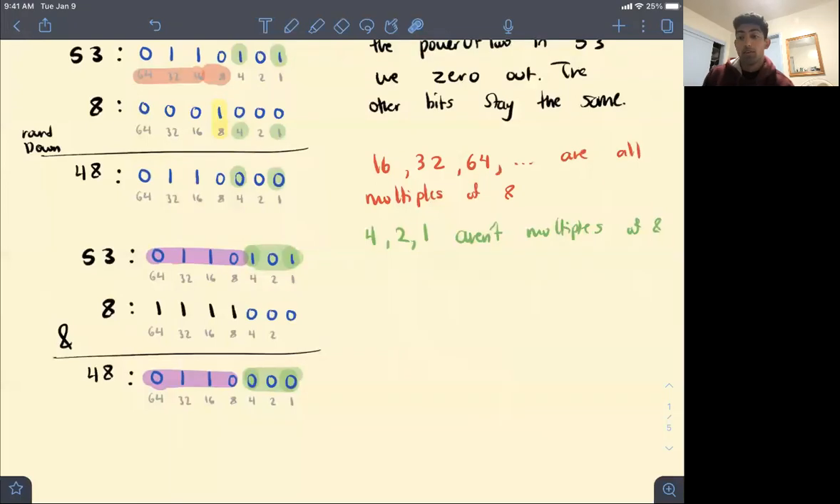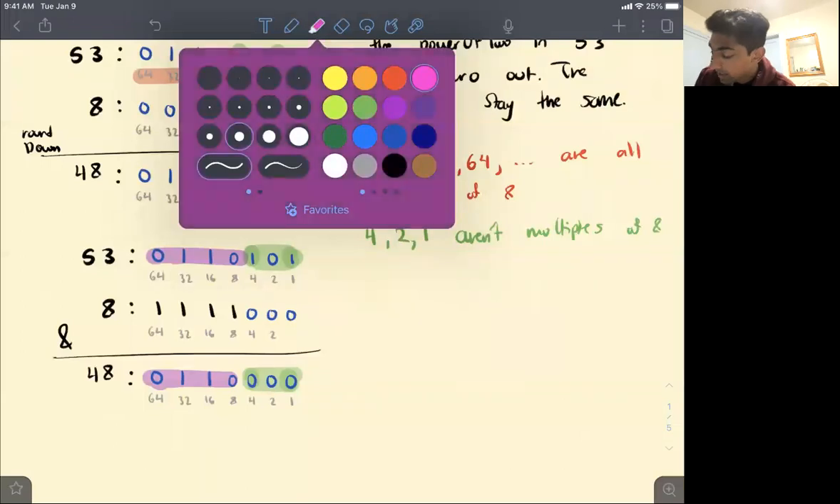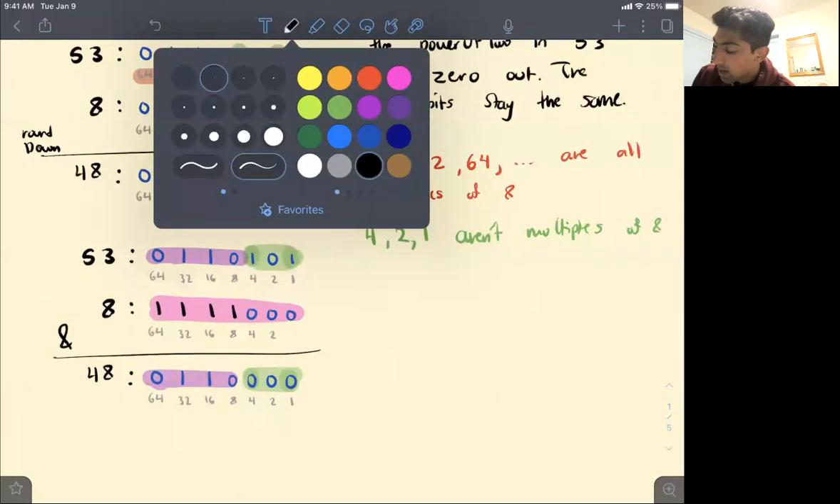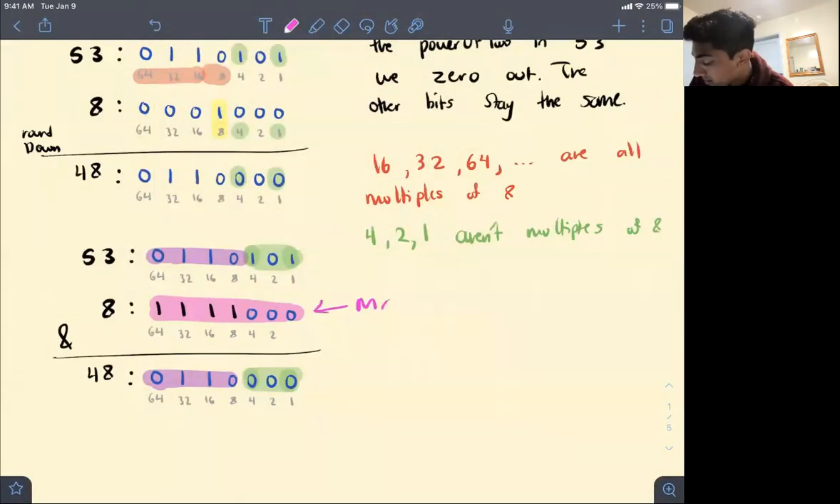Okay? So now that we know that this pink thing is our mask, all we need to do in order to round 53 down to a multiple of 8 is AND, oops, let me go to this. All we need to do to round 53 to a multiple of 8, which is 48, is AND it with this mask. So the next question is, how do we create this mask, right?